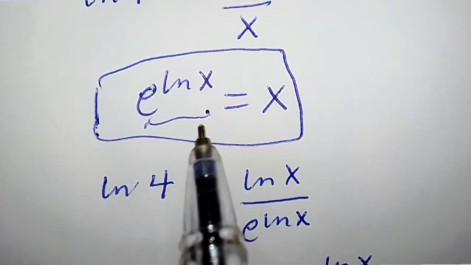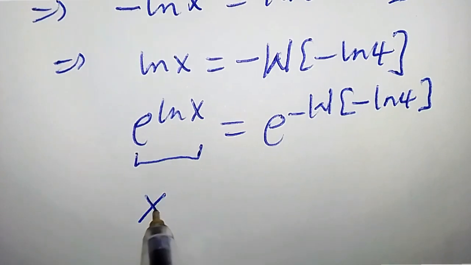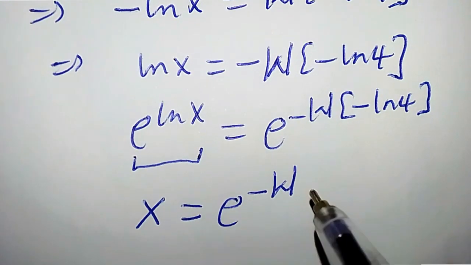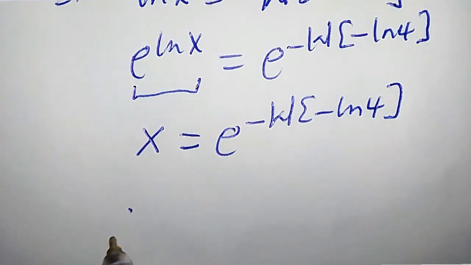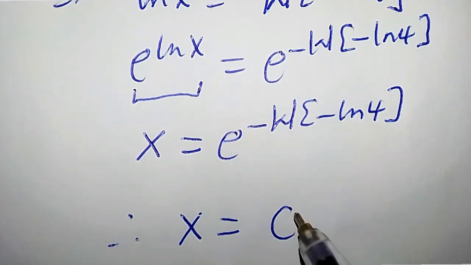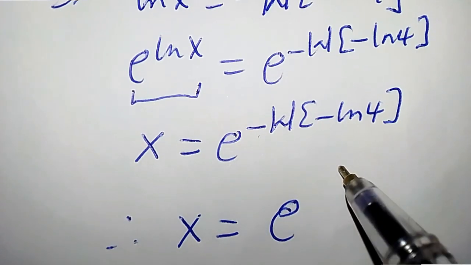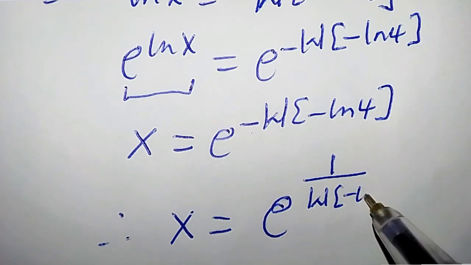Our very assumption, x. So x is equal to e to the power of negative W of negative ln 4. Therefore, x is equal to e to the power of this whole expression, which is the same thing as 1 over W of negative ln 4.